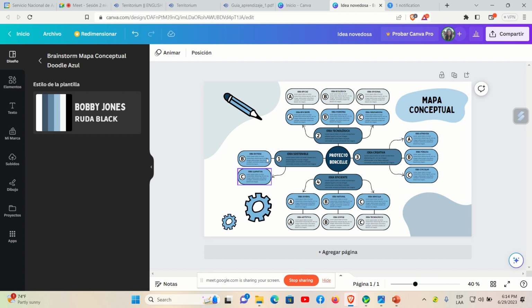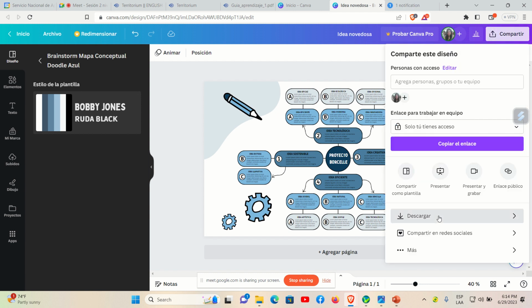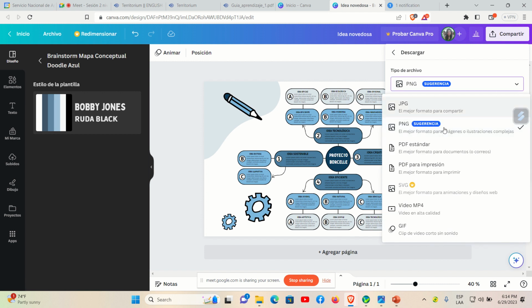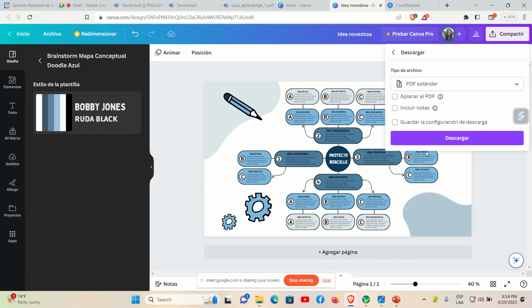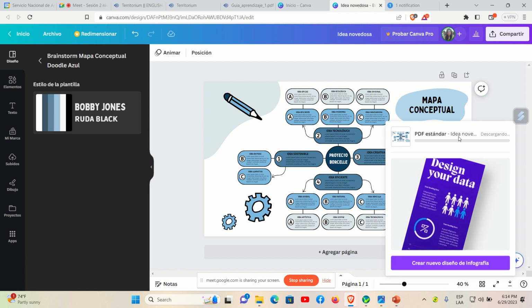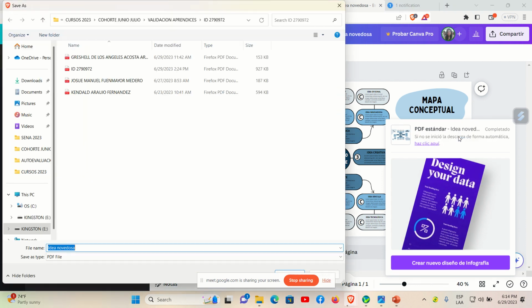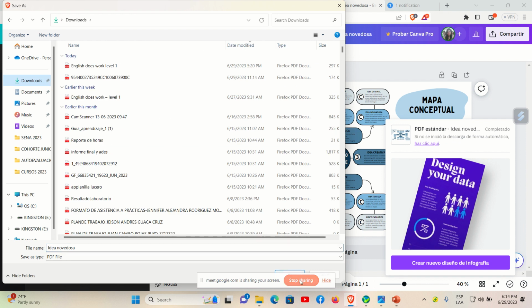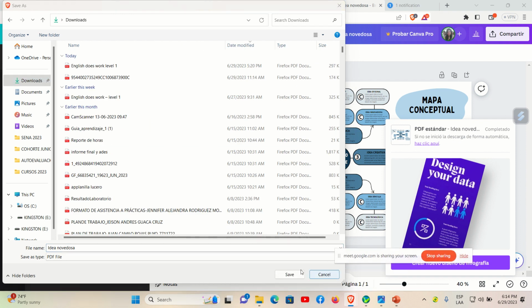Entonces, por ejemplo, ya tenemos listo nuestro gráfico. Para descargarlo, le damos aquí, donde dice compartir, y acá, donde dice descargar. Lo descargamos, por ejemplo, acá nos dice en PDF estándar, ¿sí? Y le damos descargar. Y al descargar, sencillo, ¿listo? Y ese PDF es el que nosotros subiríamos en el espacio correspondiente. Ya les digo en qué parte, ¿listo?